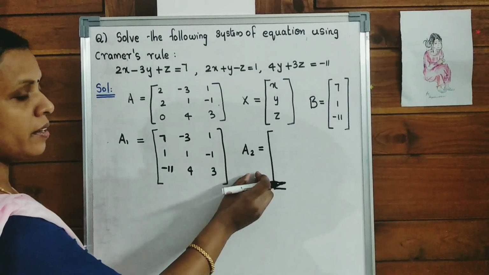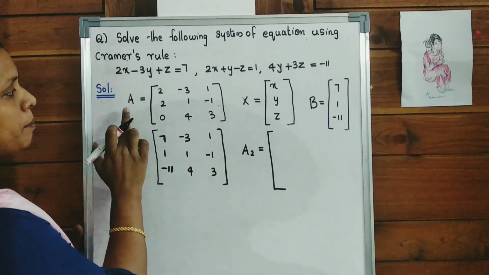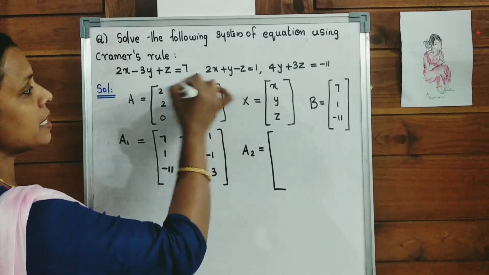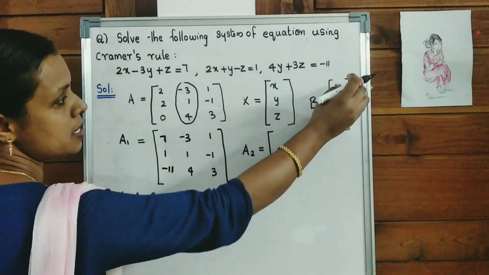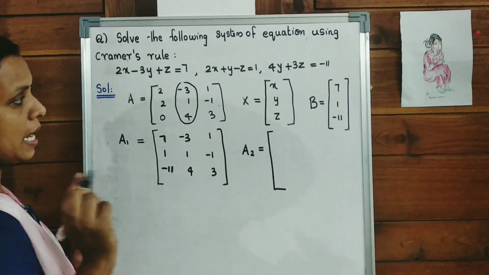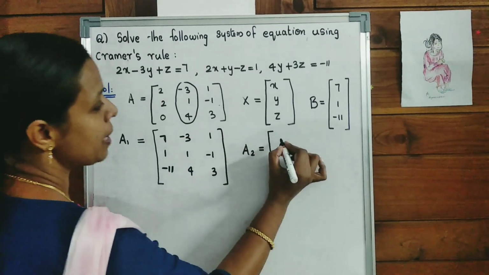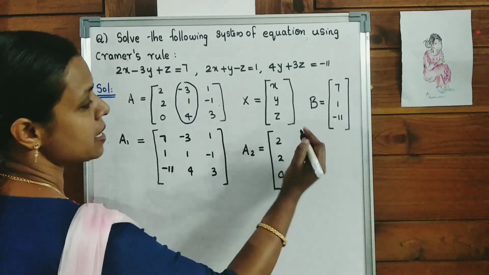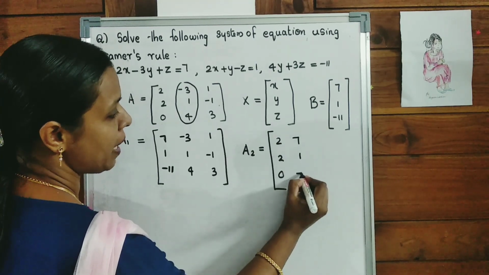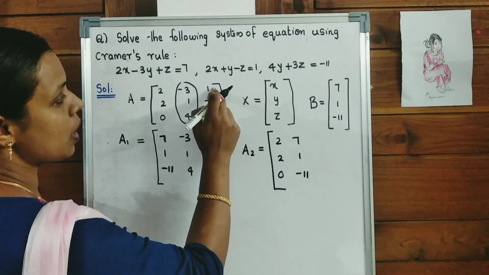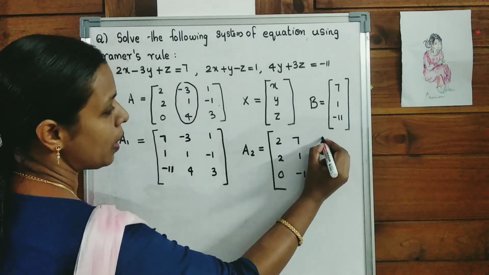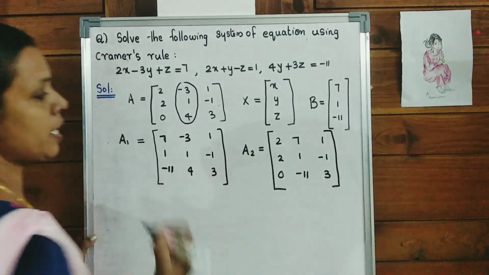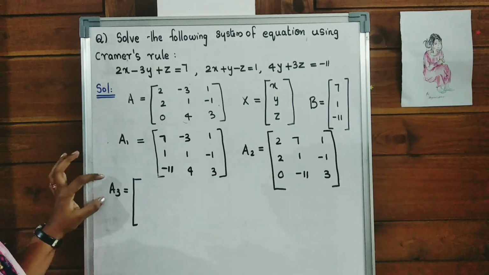Next we find matrix A2. For that, consider matrix A. In matrix A we delete the second column and instead of this we insert the column 7, 1, minus 11. So we can write the first column as 2, 2, 0 and the second column 7, 1, minus 11. Then the third column 1, minus 1, 3. Okay. This is matrix A2.